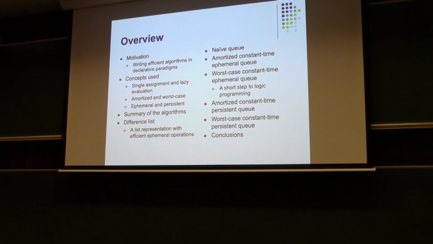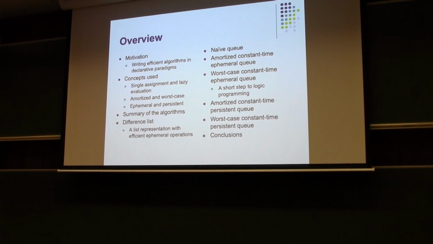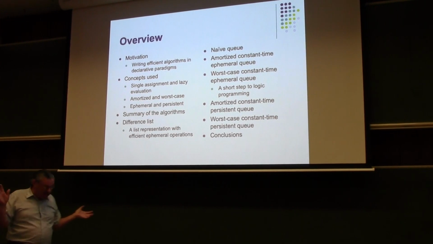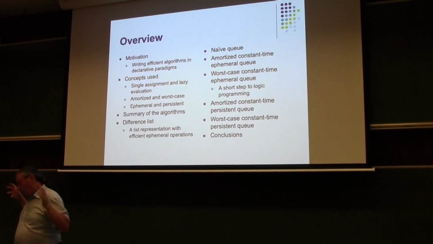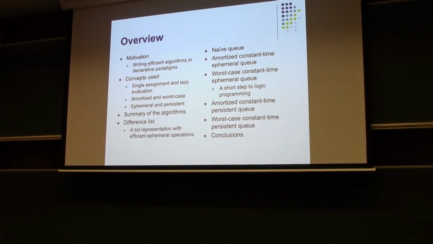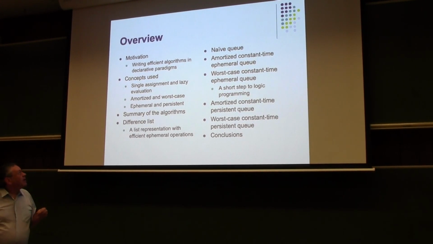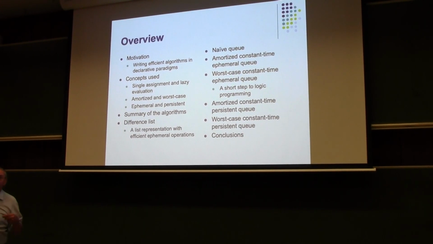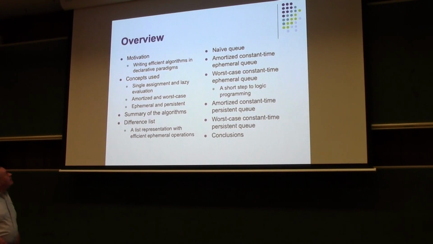I'm going to be showing lots of code. So the motivation is we want to write efficient algorithms that are still declarative. You know, the main theme of the course, or one of the main themes, is that you really want to write your programs declaratively. It gives you so many advantages, and it's more and more going on, and I'm sure in 20 years it'll be even more like that. And that's what I'm going to talk about today.